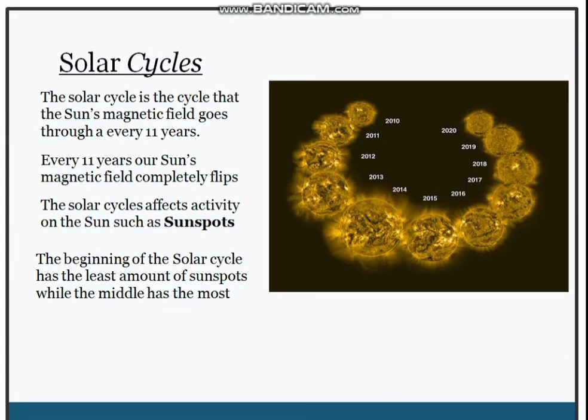Now I will explain about solar cycles. What are solar cycles? Solar cycles are the cycles that the sun's magnetic field goes through every 11 years. Every 11 years, our sun's magnetic field completely flips. North and South Pole become South and North Pole. The solar cycles affect the activity on the sun, such as sunspots. The beginning of the solar cycle has the least amount of sunspots, while the middle has the most.